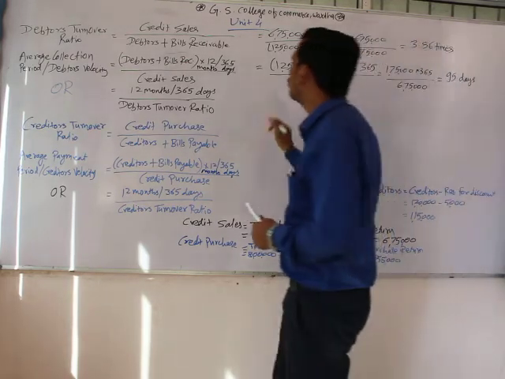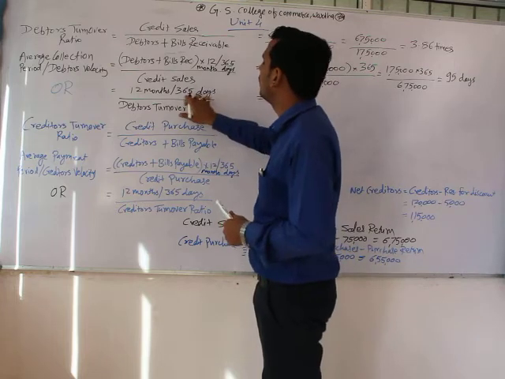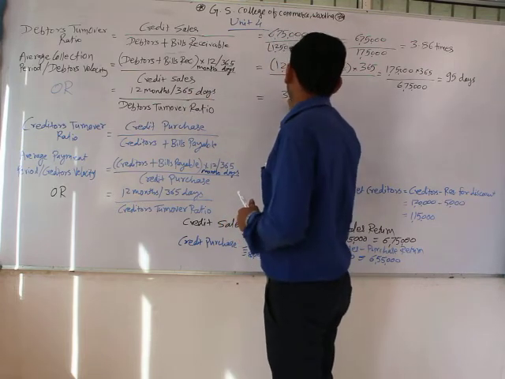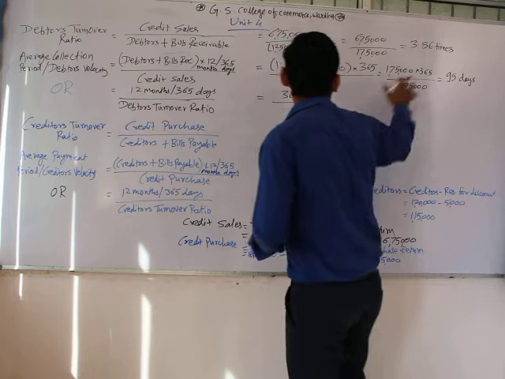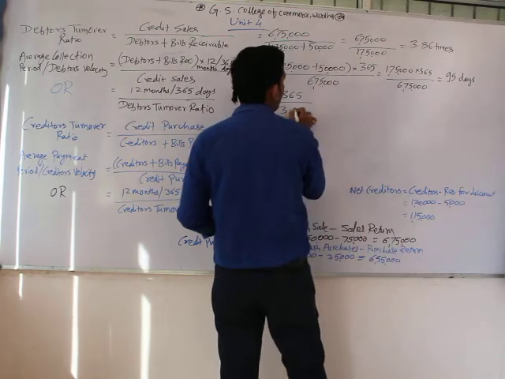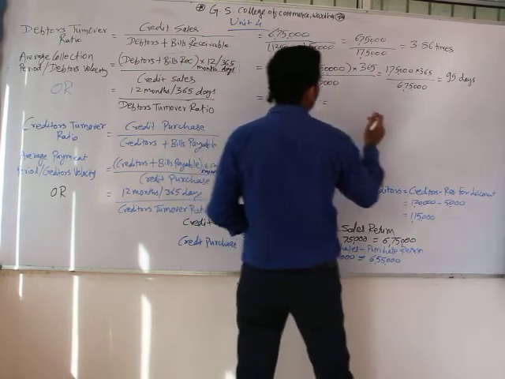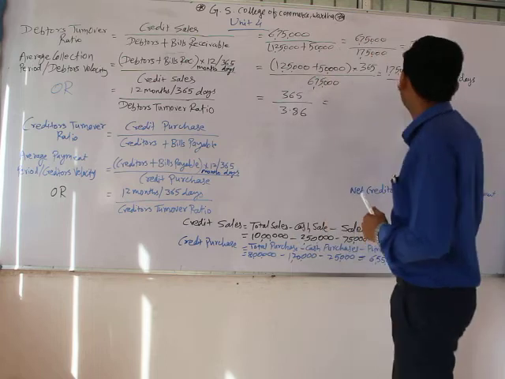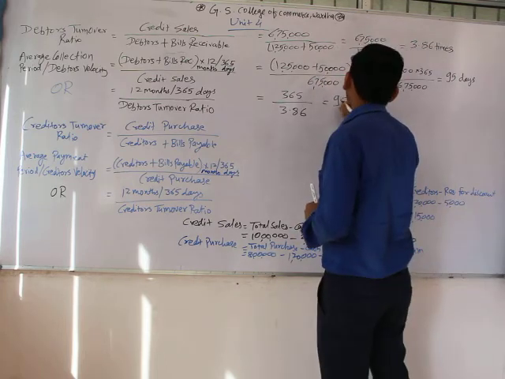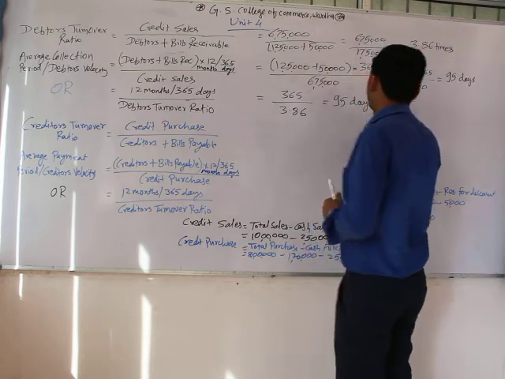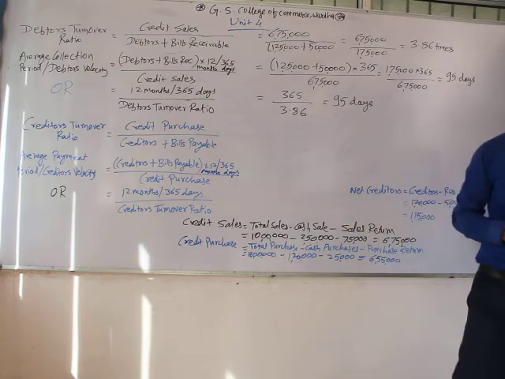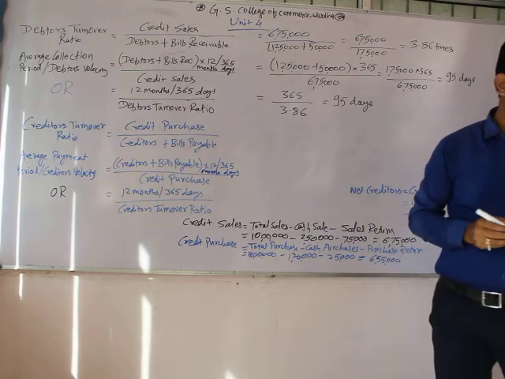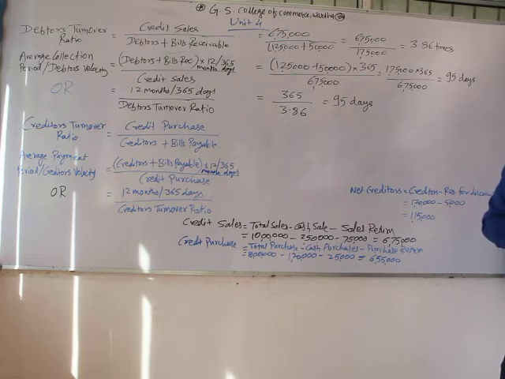Now we can also use the second formula, that is 365 days divided by debtors turnover ratio, which was 3.86 times, for calculating average collection period. We can see that again the answer is the same, that is 95 days.